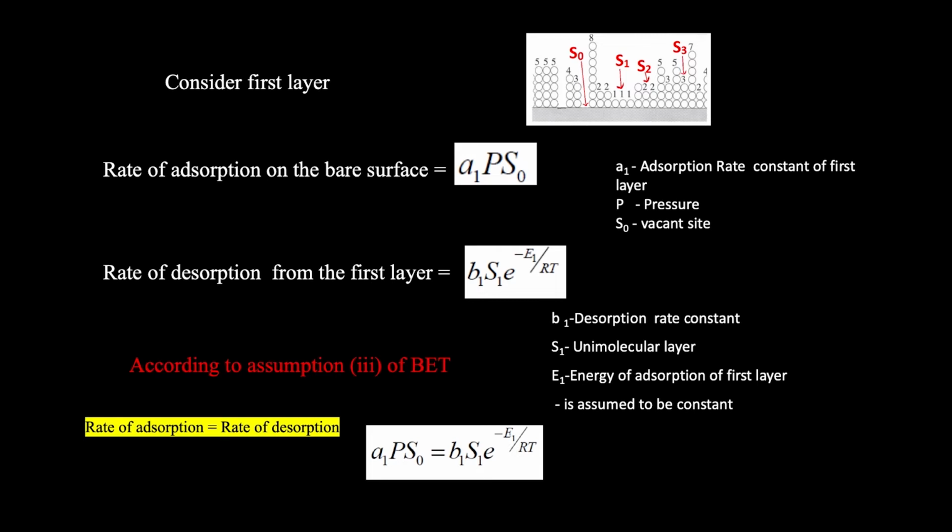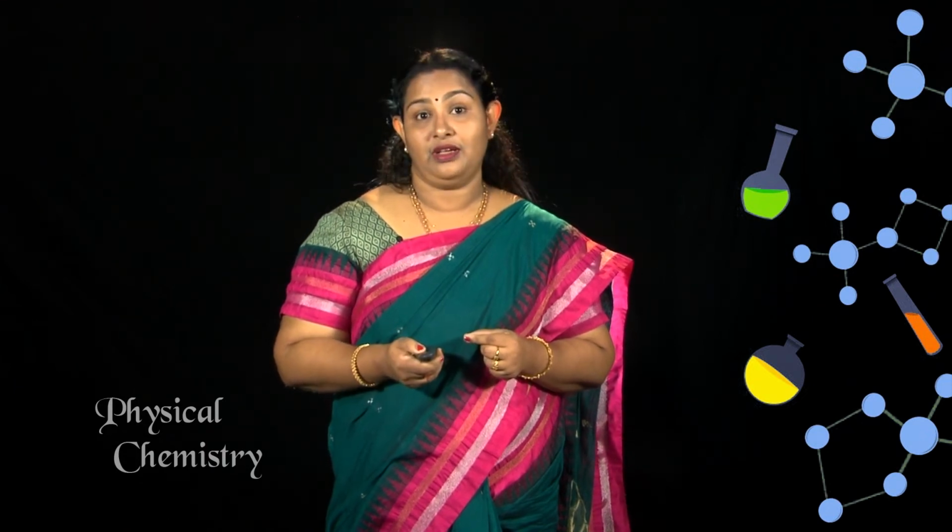B1 is the desorption rate constant, S1 is the unimolecular layer, E1 is the energy of adsorption of the first layer, and it is assumed to be constant. At equilibrium, the rate of adsorption is equal to the rate of desorption, that is A1 P S0 is equal to B1 into S1 into e to the power minus E1 by RT. From this equation, we can find the value of S1, that is S1 is equal to A1 divided by B1 into P into e to the power E1 by RT into S0.